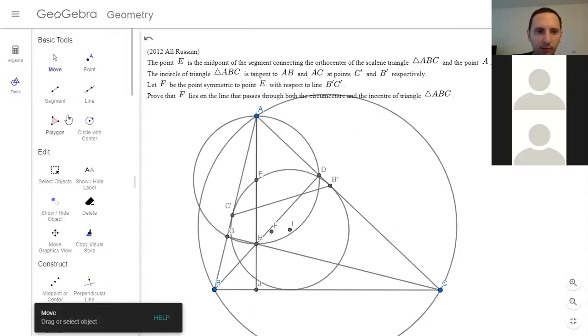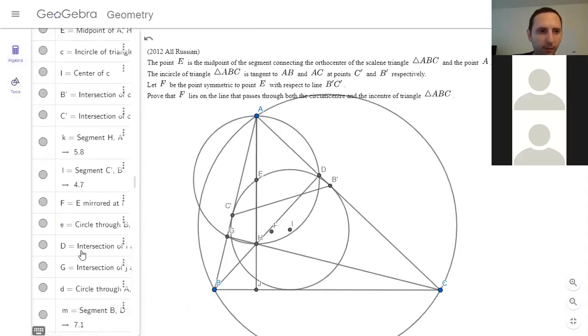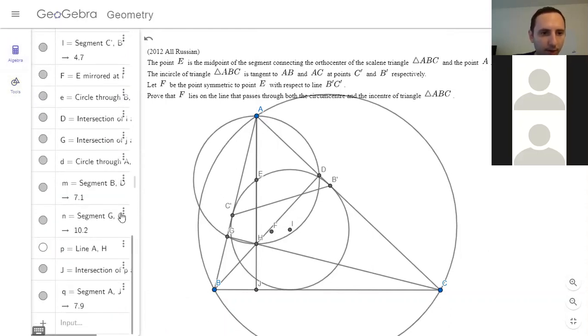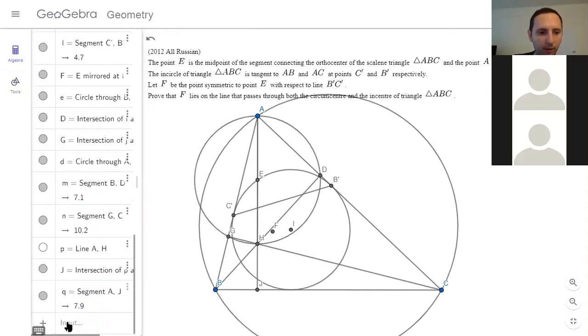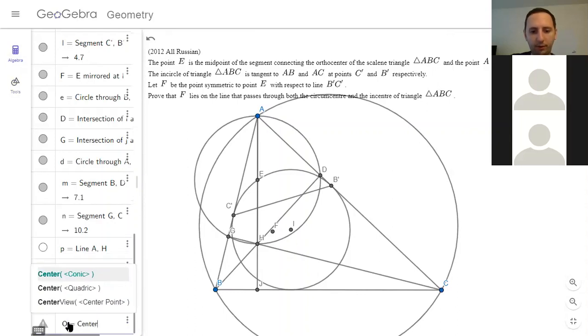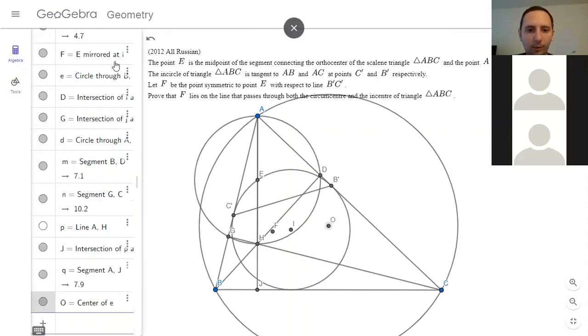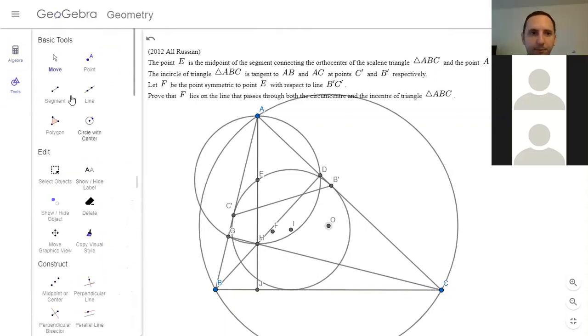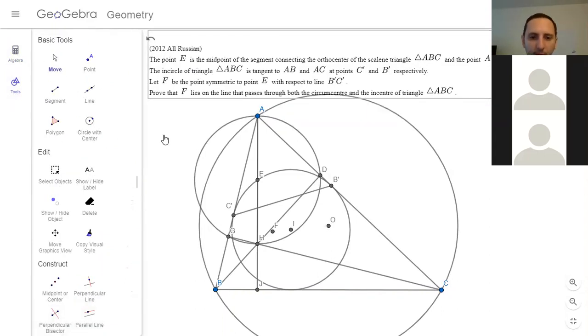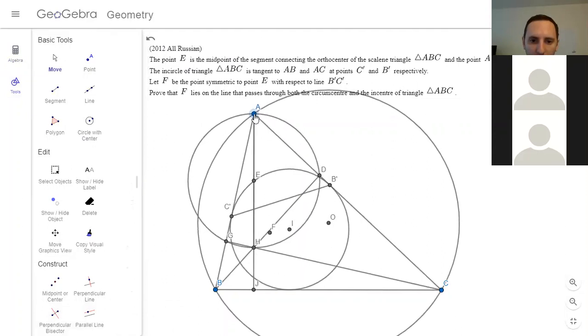Okay, so if we let O be the center of the big circle. Okay, so O is the center of, I think it's D. Let me check. No, the center of E. So O is the center of E. We want to show F, I, and O are collinear, basically. All right. So E, C prime, F, B prime is a kite.